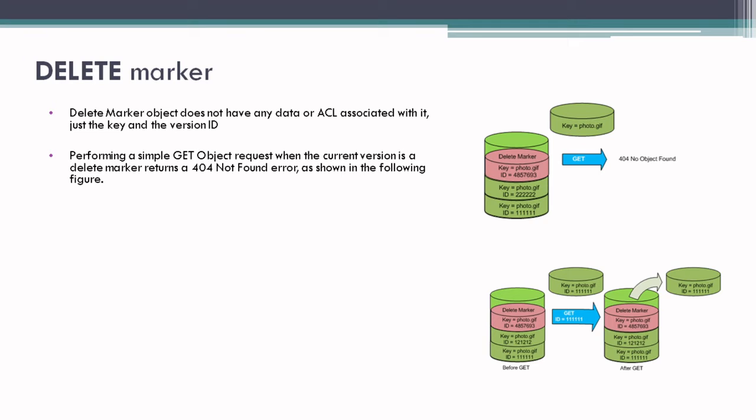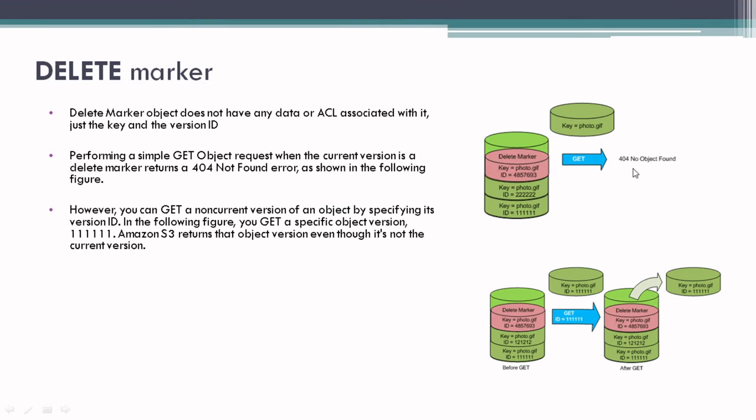Performing a simple get object request when the current version is a delete marker returns a 404 not found error, as shown in the following figure. So if you call a get request, you will get a 404 no object found error. Why? Because the delete marker does not have any data. It is only a marker, only an indicator, and does not contain any data.